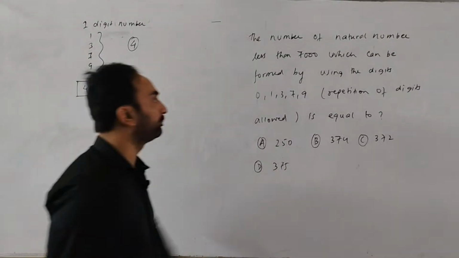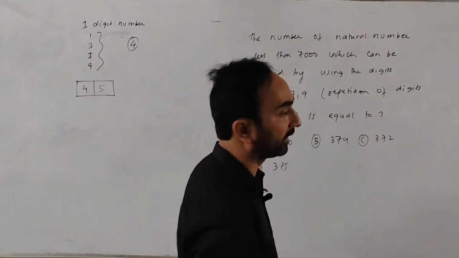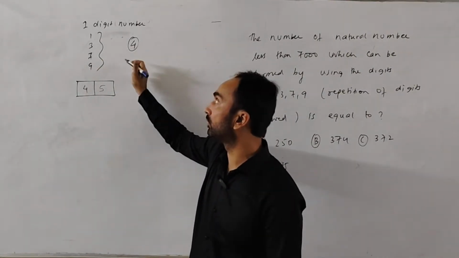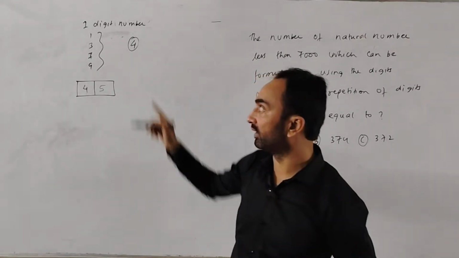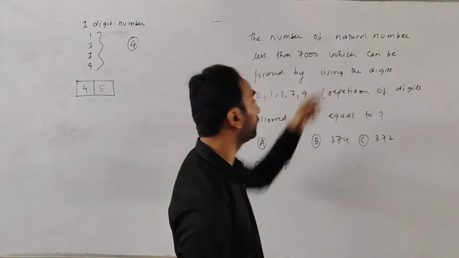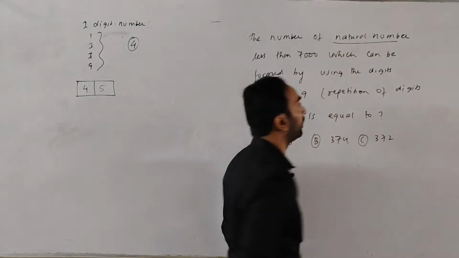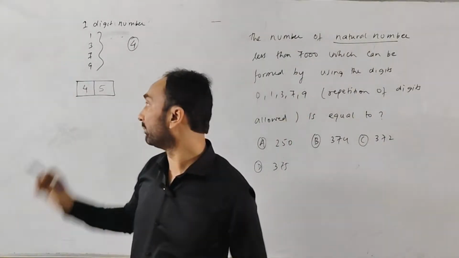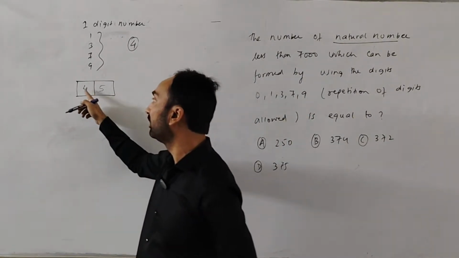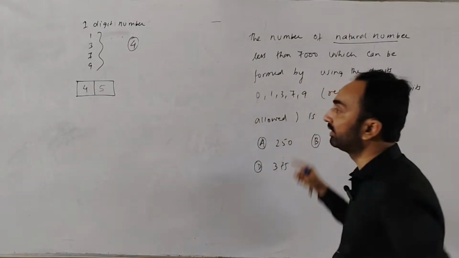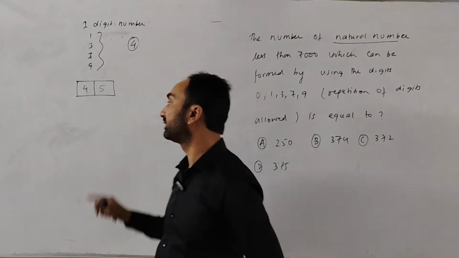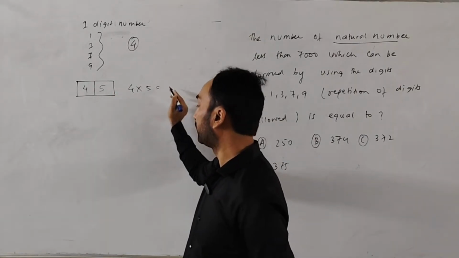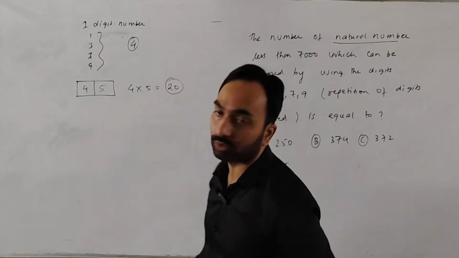One-digit numbers can be 1, 3, 7, and 9, and all are less than 7,000. So there will be 4 one-digit numbers. Obviously 0 we are not counting because the number should be a natural number, not a whole number. Next, 2-digit numbers. I have 4 options in the first box, 1, 3, 7, 9, but in the second box we have 5 options. So total 2-digit numbers can be 4 into 5, which is 20.